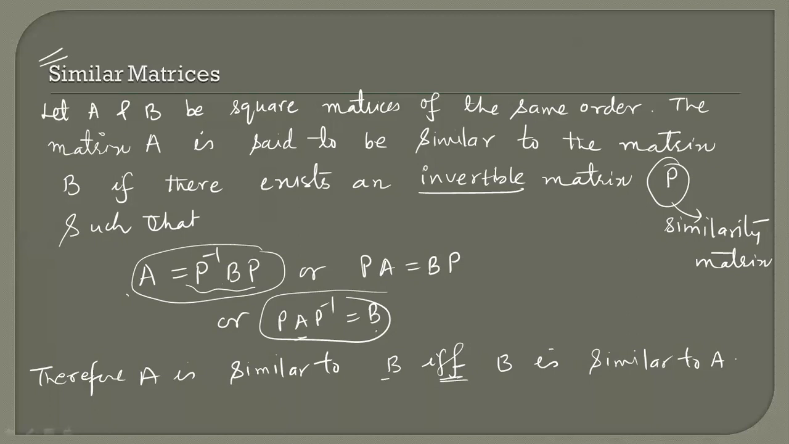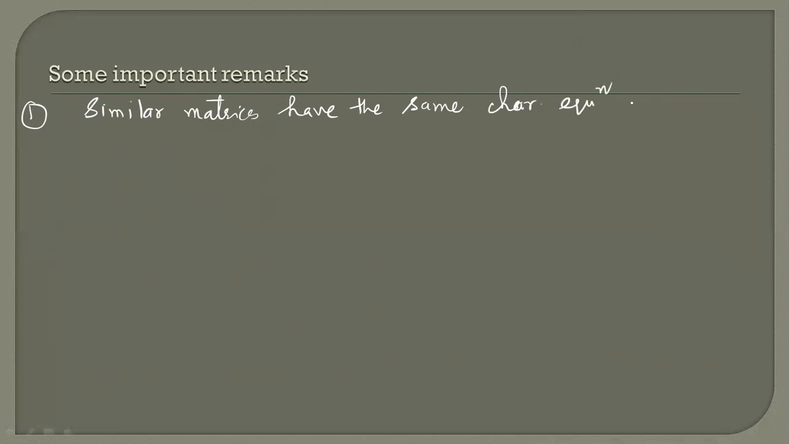We have some important results based on similar matrices. The first result is: similar matrices have the same characteristic equation and hence the same eigenvalues. If two matrices are similar, then their characteristic equation will be the same.